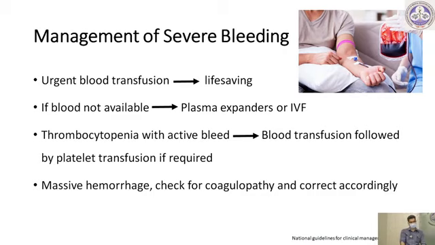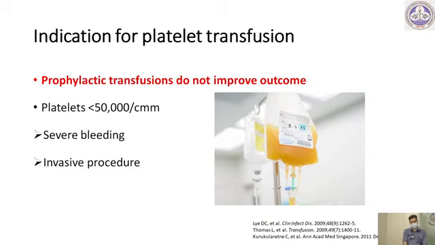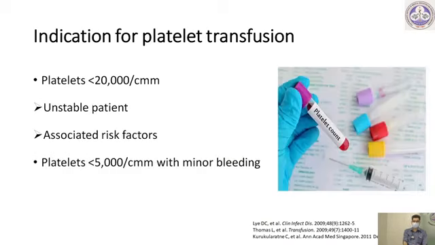So what are the indications for platelet transfusion? Prophylactic transfusions do not improve outcome. However, there are some cases in which, if the platelet count is less than 50,000, we need to transfuse platelets, and those are severe bleeding, which signifies an Hb drop of 3 gram per deciliter or refractory hypotension, or any invasive procedure like endotracheal intubation, venous line insertion, or arterial line insertion, which calls for platelet transfusion and maintenance of platelets at around 50,000.